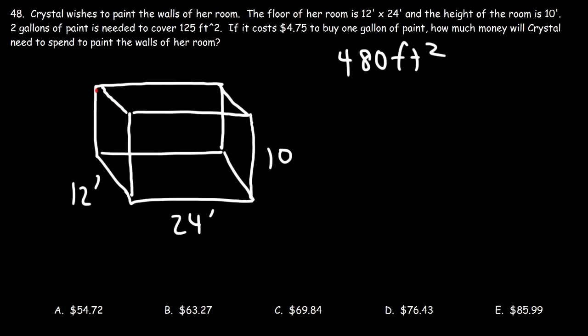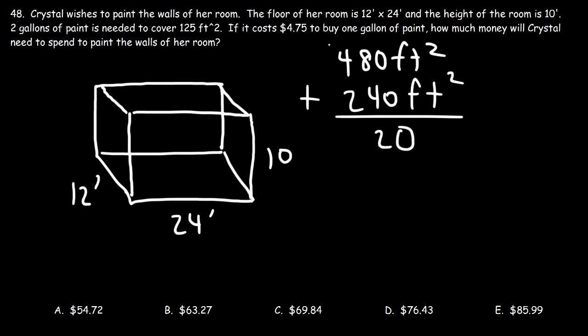Now for the walls on the side, that is the left side and the right side, they measure 12 by 10. So 10 times 12 is 120, so it's 120 for each. So for the left side and the right side, the surface area is going to be 240 square feet. So the surface area for the 4 walls that she's going to paint is going to be a total of 720 square feet.